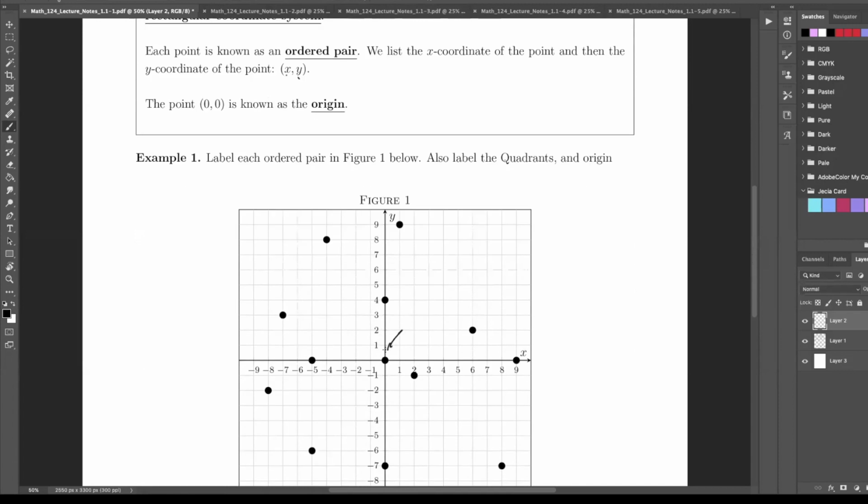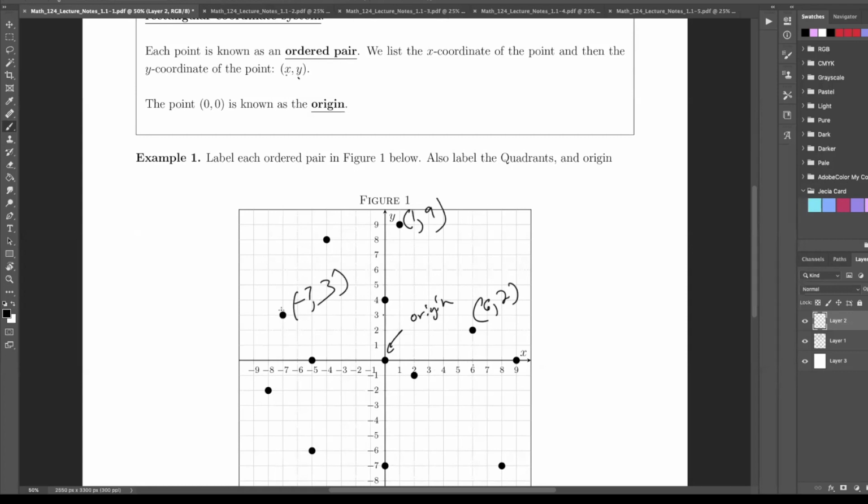This point right here is known as the origin. So we call that the origin. And so here, this point right here would be 6, 2. It's just like how much you go over in the x and how much you go up in the y. So this would be 1, 9. Like over here, this would be -7, 3.